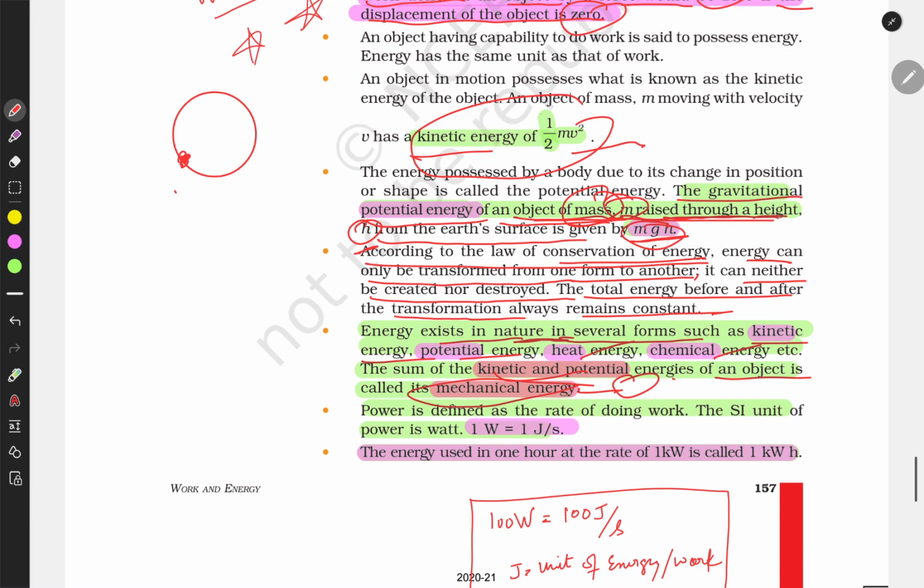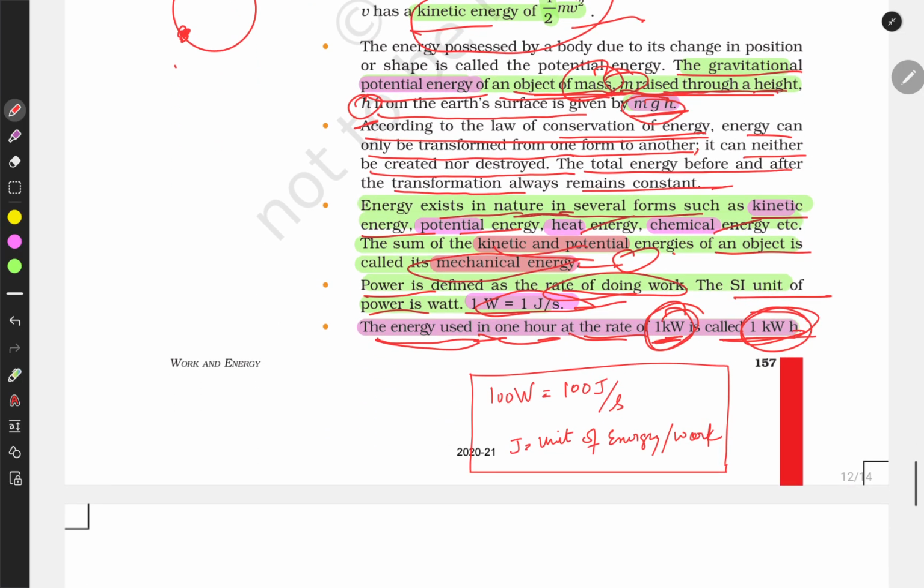And power is defined as the rate of doing work. The SI unit is watt, and the energy used in 1 hour at the rate of 1 kilowatt is called 1 kilowatt hour.